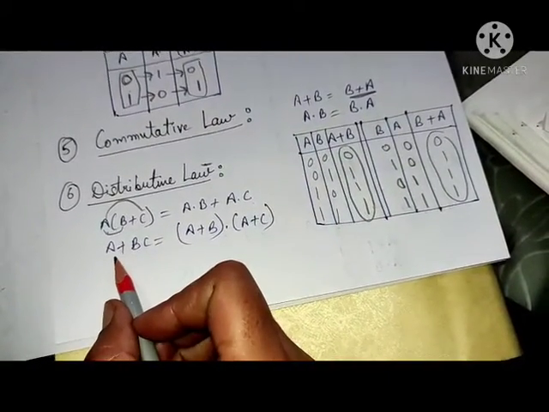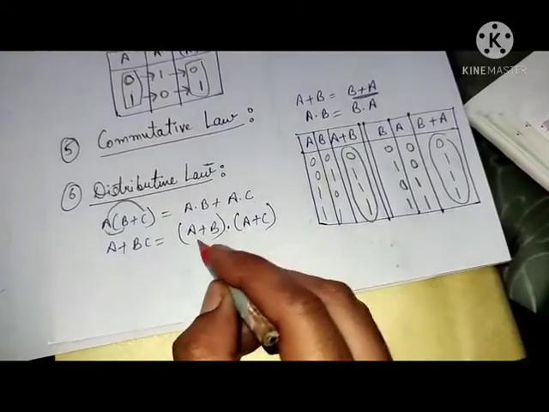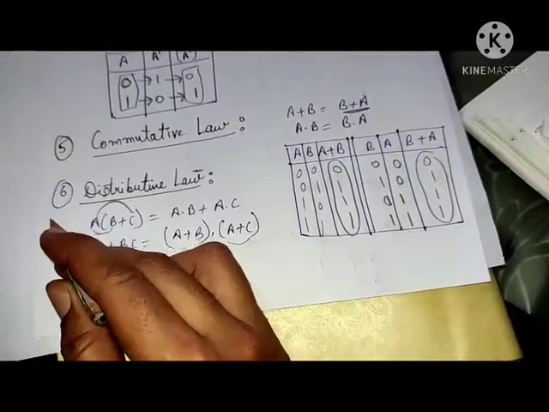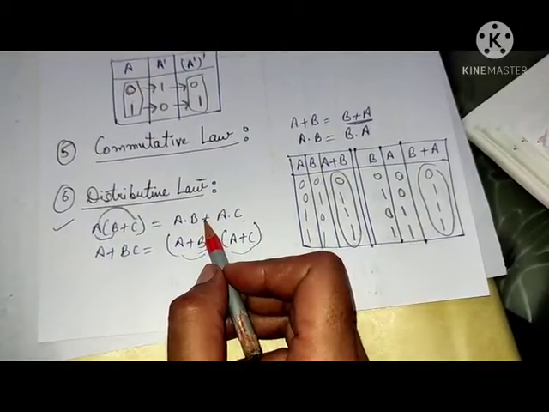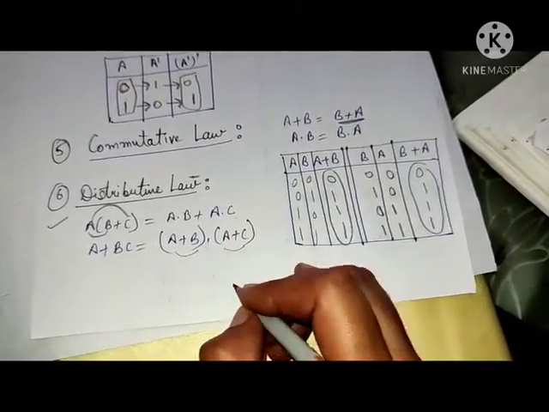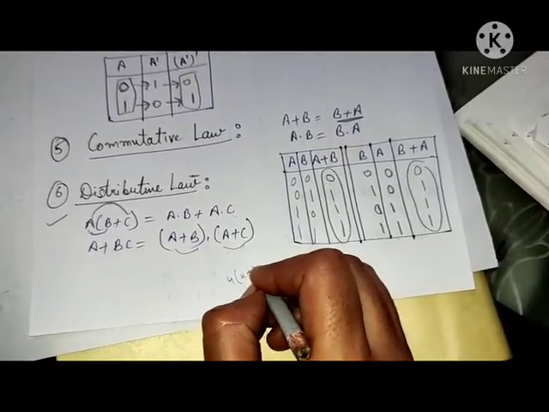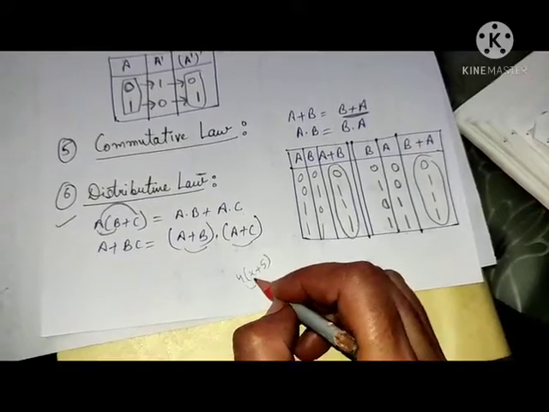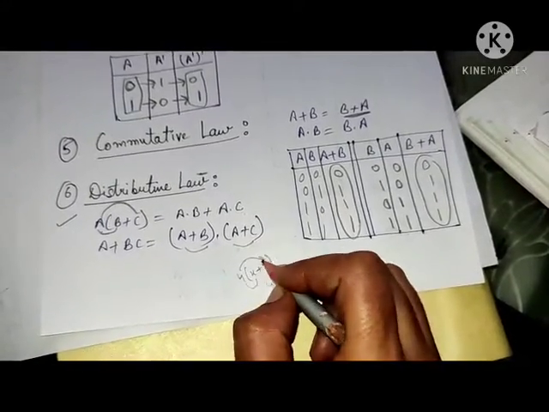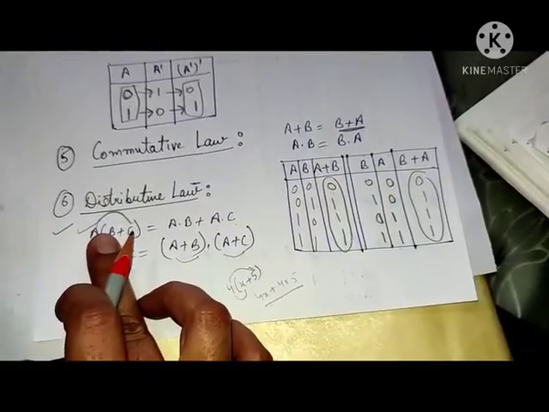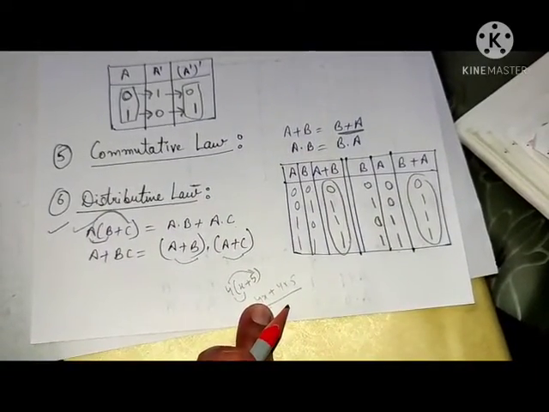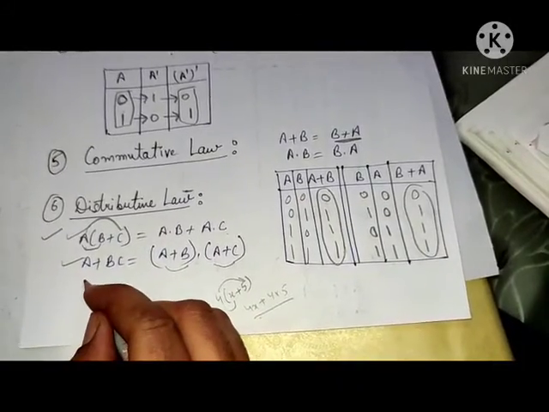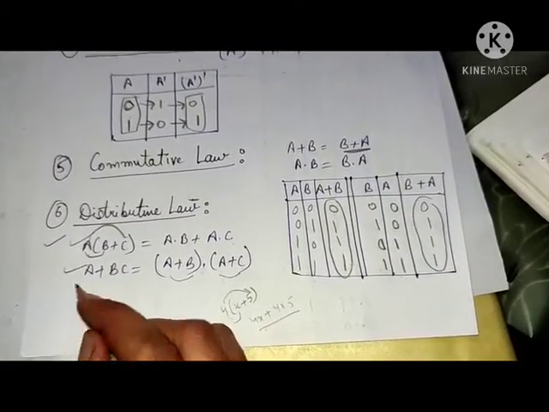Same if we are writing a plus bc, then we can write it as a plus b product a plus c. Students, the first law is used in mathematics. Sometimes we have expressions like this in mathematics. So what we are doing? 4x plus 4 into 5. This law is used in these expressions in mathematics. Yes, but the second law is used only in Boolean algebra. That is not used in mathematics.